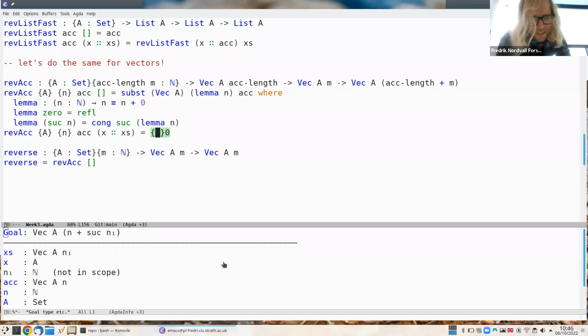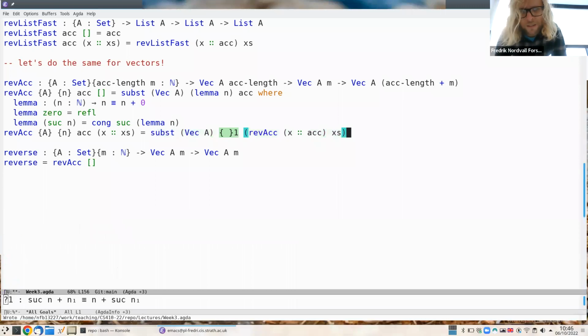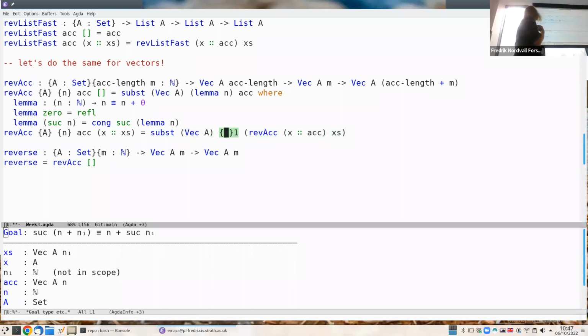So what did we want? We wanted to do a reverse, with x cons onto the accumulator and xs. And then again, we see that there's a small problem in the type here. So let's see if we can fix this up. Okay, so we could optimistically try refl, doesn't work. So then again, we're going to try to do the lemma.